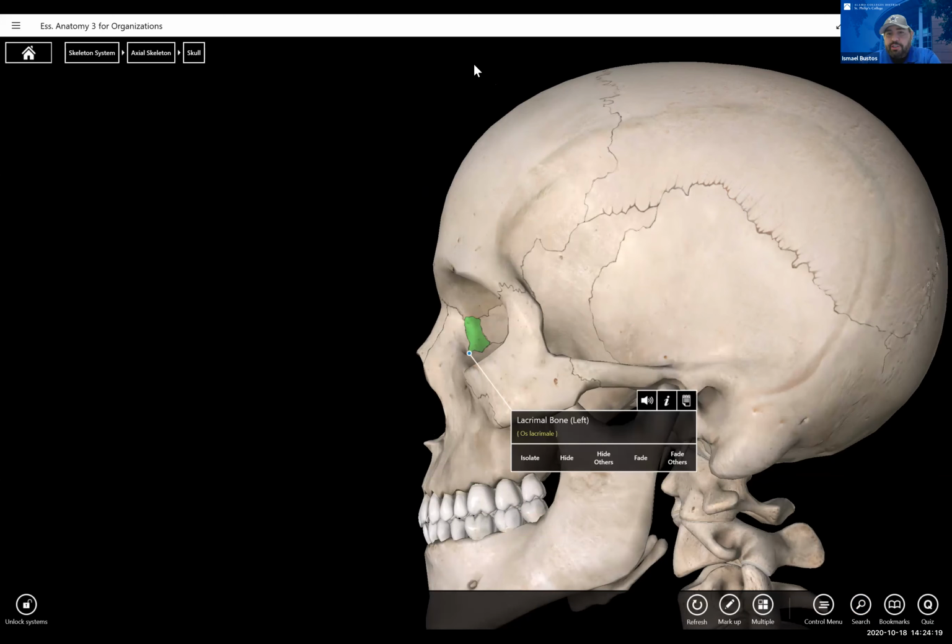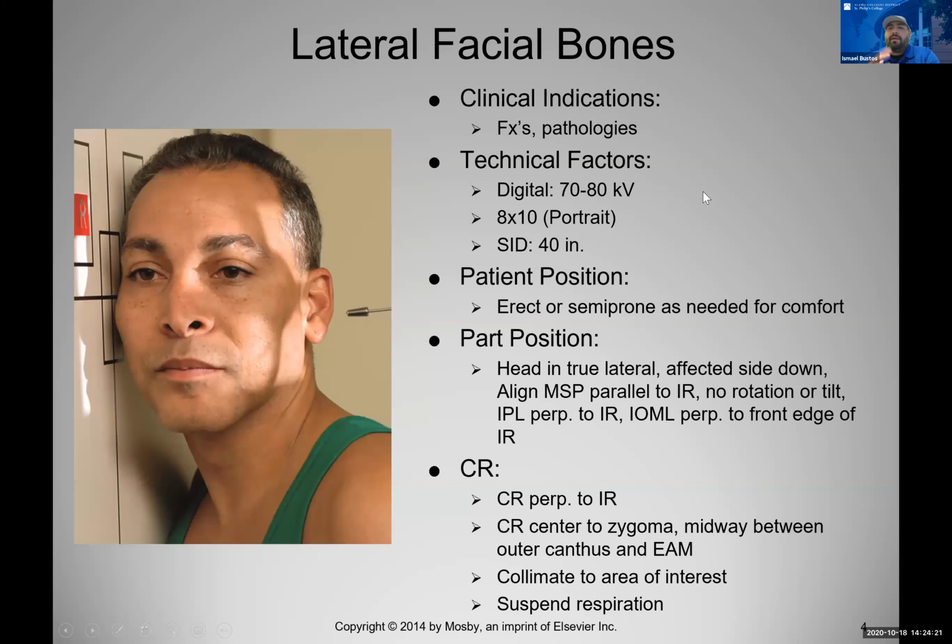All right, so kVp is 70 to 80. We're going to put them in an erect or semi-prone position, whichever one is more comfortable. Obviously, if it's a bigger, more hypersthenic patient, you want to do it erect. It just makes it easier. Semi-prone sometimes is more comfortable for the patient. Get the head in a true lateral position.